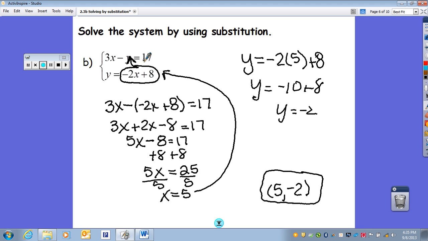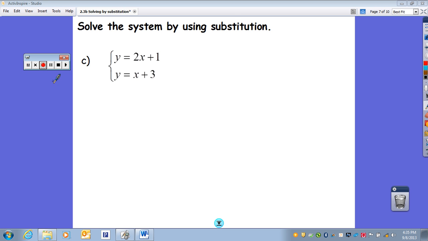It doesn't matter which of the two equations you substitute the x value into, but my suggestion is to put it into the equation that will be the easiest mathematically and the quickest for you to solve. Let's take a look at another example.